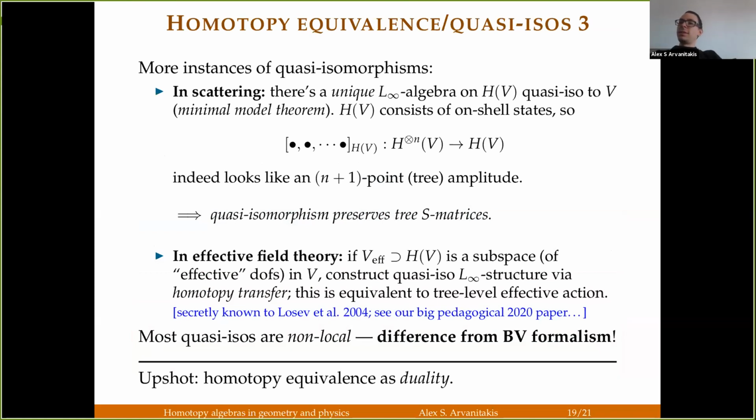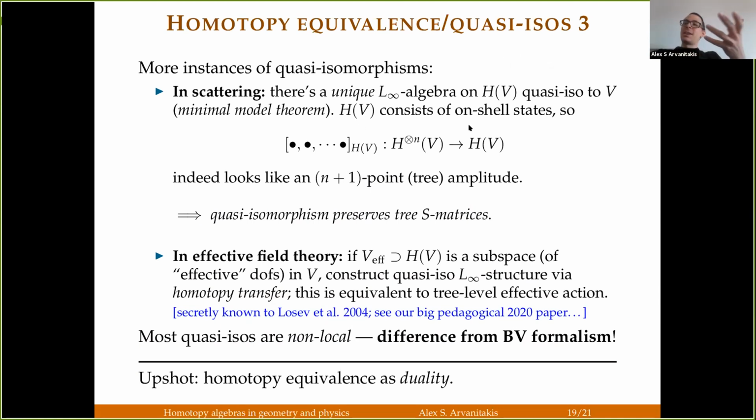Okay, so this is a basic example of elimination of auxiliary fields that is captured by the notion of quasi-isomorphism. But there's more, and two of these are very, very physically important. For example, the calculation that takes your tree-level theory and gives you tree-level scattering amplitudes, that is also quasi-isomorphism.